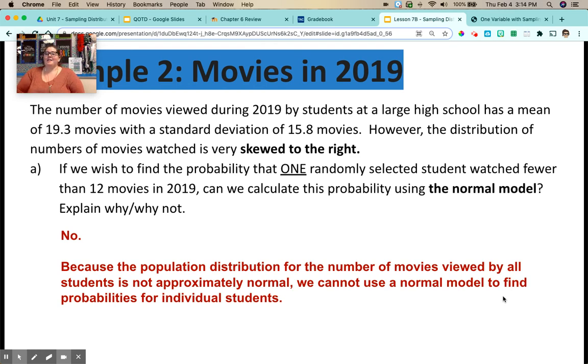We would have to have a sample size, in a sampling distribution problem dealing with sample means, of at least 30. So if this problem said it's the probability that 30 students watch an average, a mean, of 12 movies or less, that we could do.